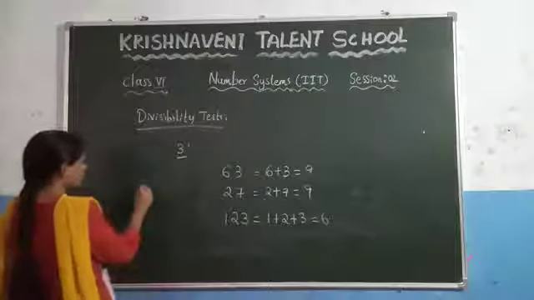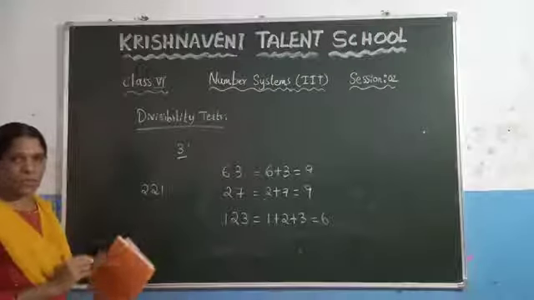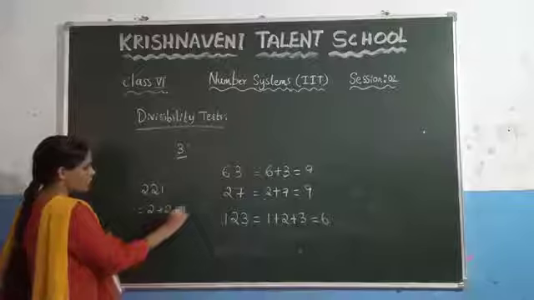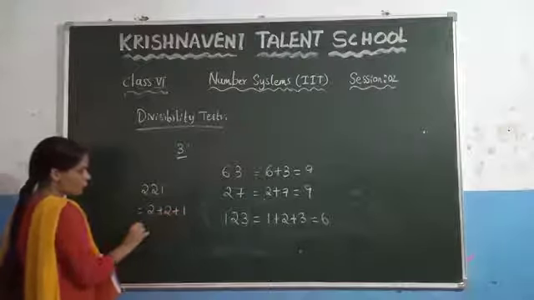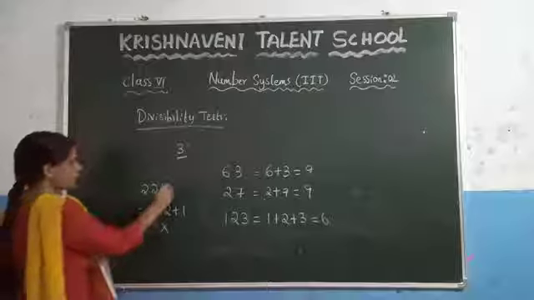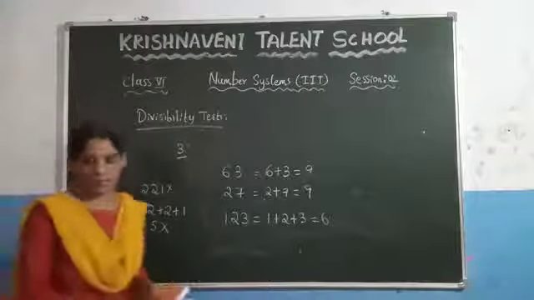Now consider one more example, 221. If you want to check whether this number is divisible by 3, we need to take the sum of the digits. So 2 plus 2 is 4, plus 1 is 5. You know that 5 is not divisible by 3. So we can say that this number is not divisible by 3. This is about the divisibility rule for 3.